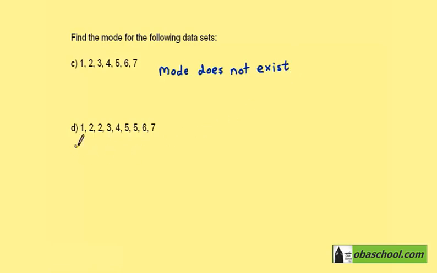Consider the next data set. We have a 1, followed by 2 2s, a 3, a 4, 2 5s, a 6, and a 7. 2 2s and 2 5s leaves us in the situation where we have 2 modes. The modes are 2 and 5.